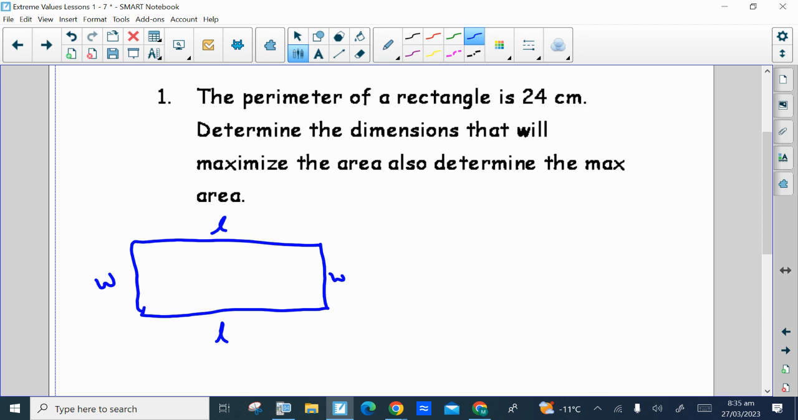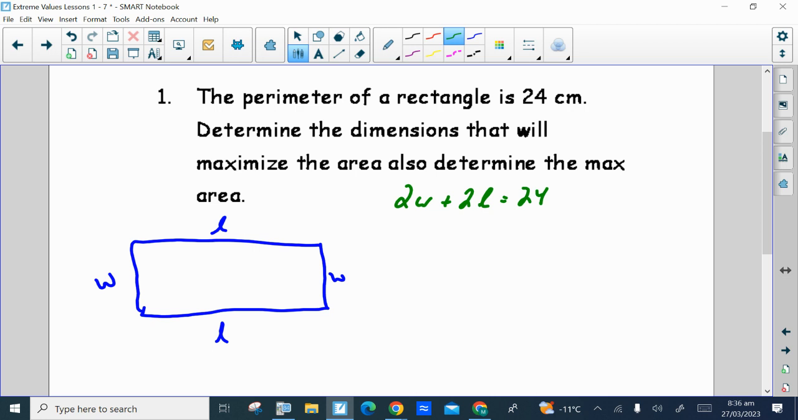Right now, area would be width times length, but we need to write one of those in terms of the other. And either we're going to write length in terms of width or width in terms of length. And we can do that by using the fact that the perimeter is 24 centimeters. Perimeter is a distance all the way around. You add up all the sides. So 2W plus 2L will be 24.